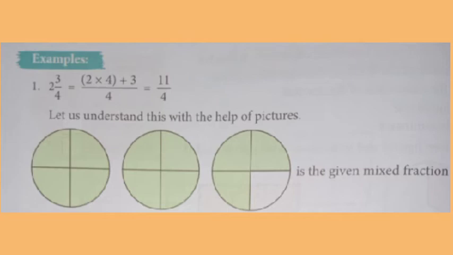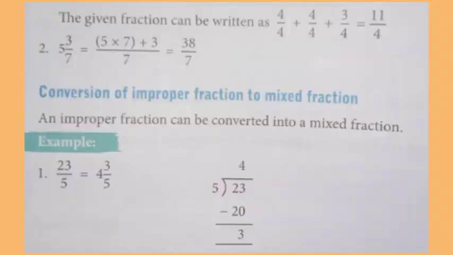In the first picture 4 parts are shaded, in the second picture 4 parts are shaded, in the third picture 3 parts are shaded. This is the given mixed fraction. The given fraction can be written as 4/4 plus 4/4 plus 3/4, which equals 11/4. Example 2: 5 3/7 equals (5 into 7 plus 3)/7, which equals 38/7.